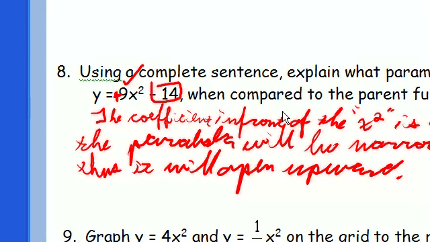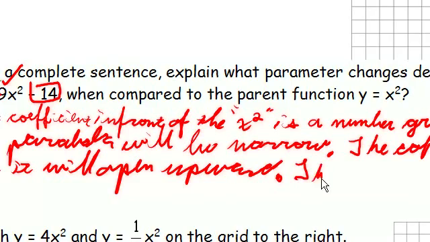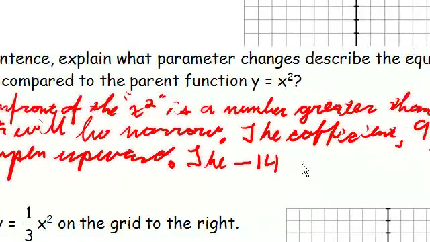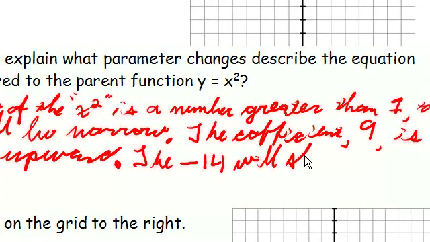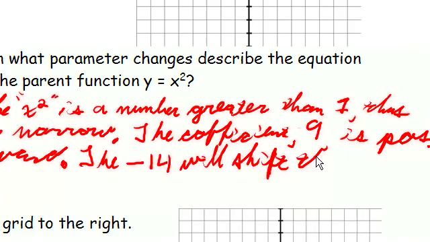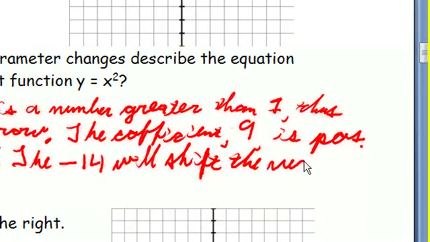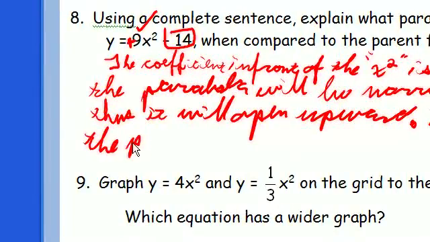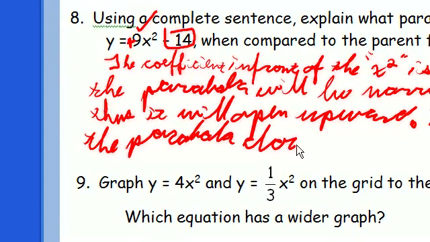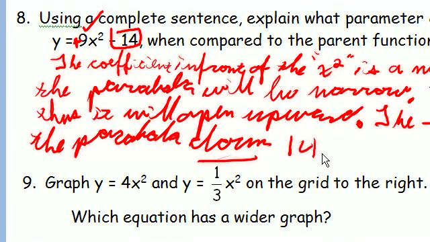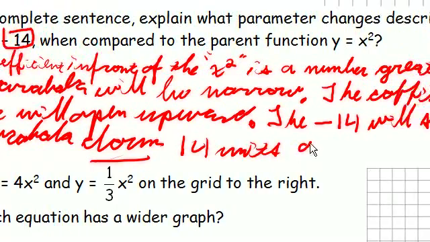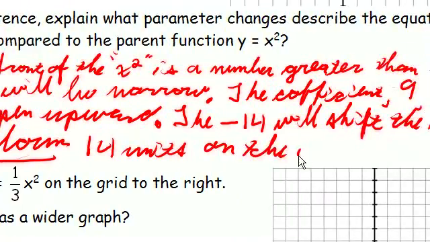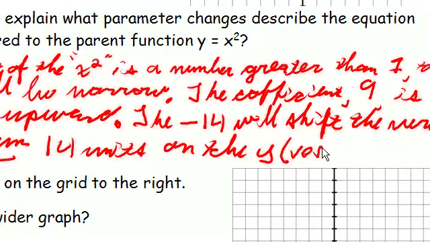Now let's talk about this negative 14. The negative 14 will shift the parabola, you could even say the vertex of the parabola, down 14 units on the y, or the vertical axis.